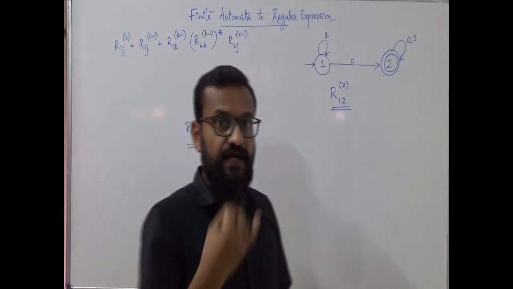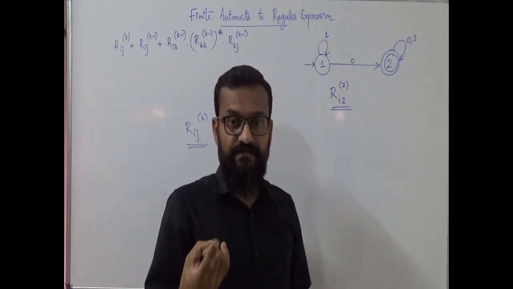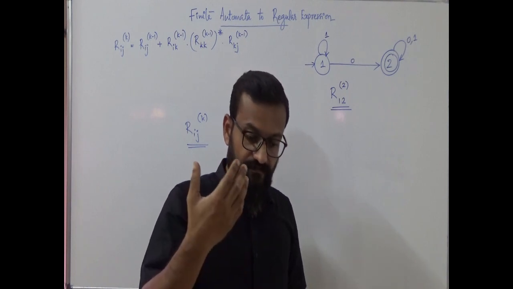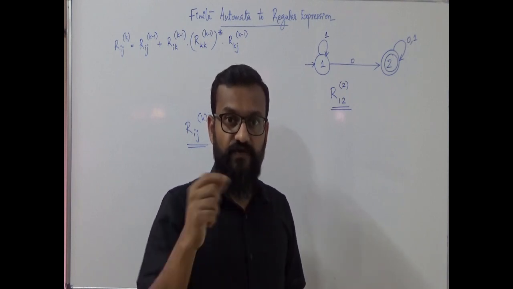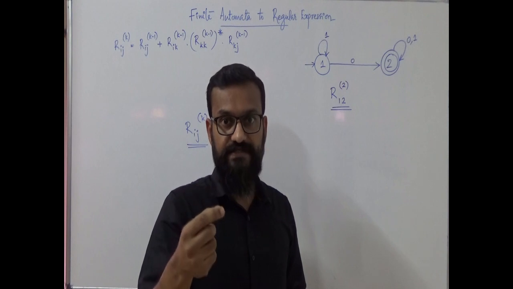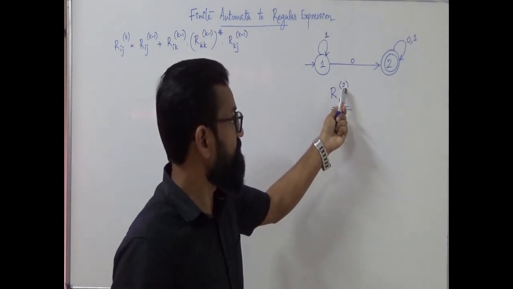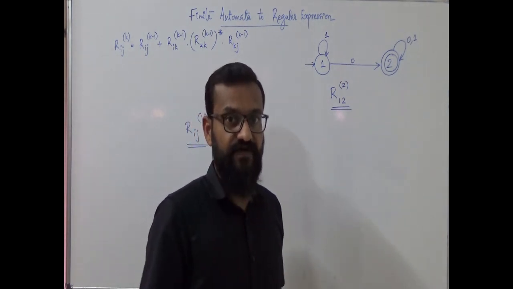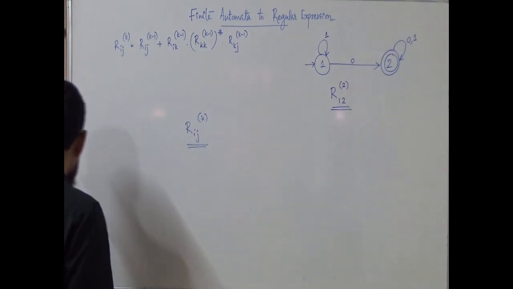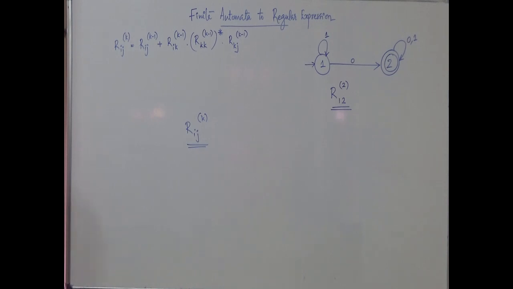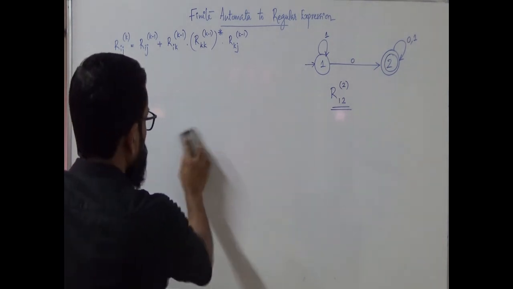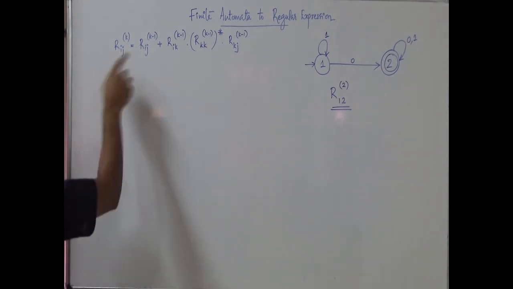If 1 is the start state and 3 is the final state, then you are expected to determine R13 of, and here the superscript will be the number of states in the finite automata. So you can apply this formula.